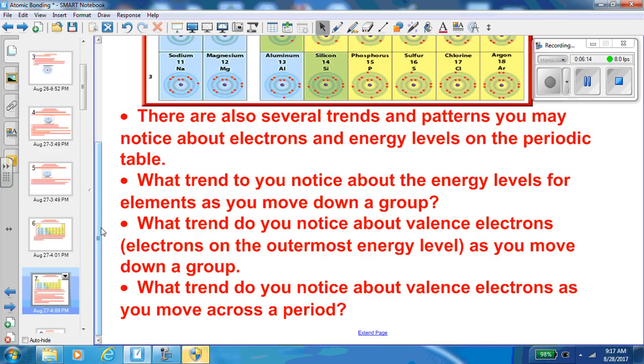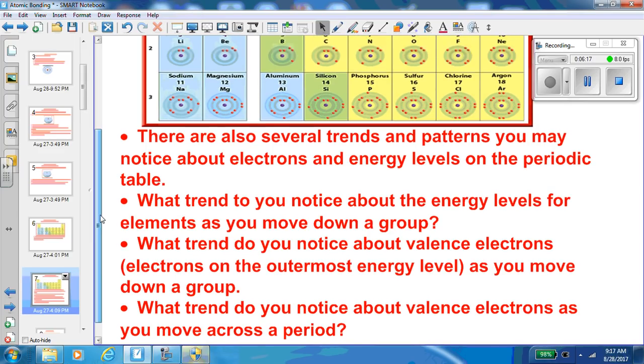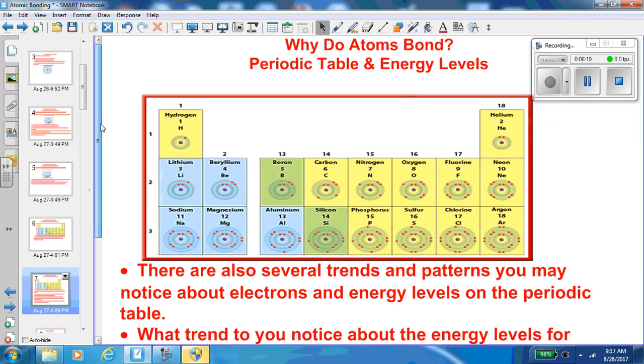Now, let's look at one more trend before we leave this slide. What do you notice about valence electrons as you move across a period? Let's go across period 2. Lithium has 1 valence electron, beryllium has 2, boron has 3, carbon has 4, and so forth. As you can see, as you go across a period, the number of valence electrons increases by 1. So just to sum up, there are several trends and patterns that you will notice about the electrons and the energy levels on the periodic table.